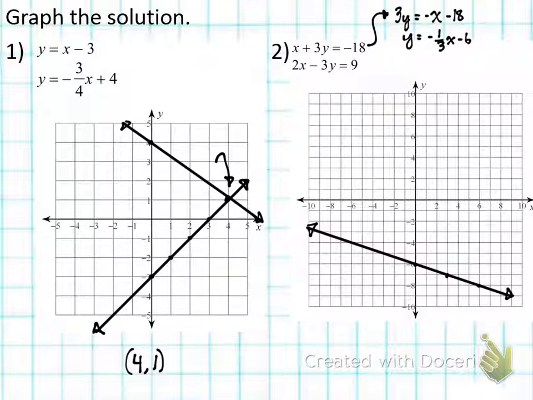Okay, next equation. Also not in slope-intercept form, so I'm going to subtract 2x on both sides, so it's going to be negative 3y equals negative 2x plus 9. Dividing both sides by negative 3, we're going to have y equals positive 2/3 x minus 3.